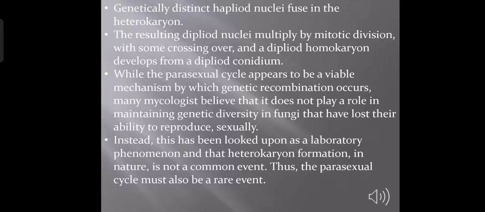Genetically distinct haploid nuclei fuse in the heterokaryon. The resulting diploid nuclei multiply by mitotic division with some crossing over, and a diploid homokaryon develops from a diploid conidium.